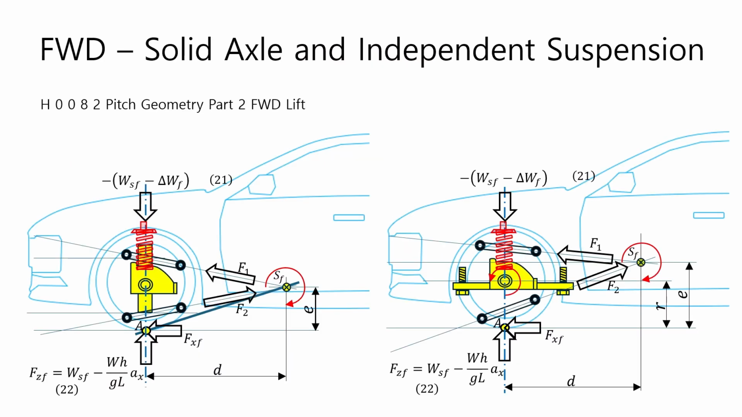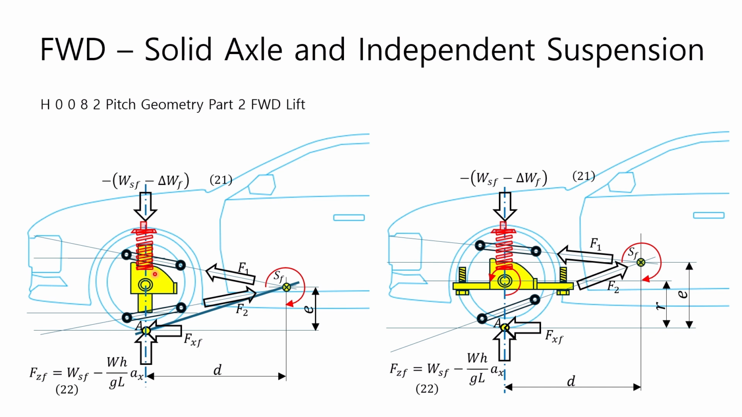This time, we will compare the pitch geometry of a front-wheel drive vehicle with independent suspension to that of a front-wheel drive vehicle equipped with a solid axle, which was explained in the previous video, E0086 Pitch Geometry Part 2, Front-Wheel Drive Lift. Regardless of the suspension type, when a vehicle accelerates with acceleration AX, the force acting on the front springs can be expressed by equation 21, and the ground reaction force can be expressed by equation 22. However, depending on the suspension type, the forces and moments acting on the pitch geometry differ.